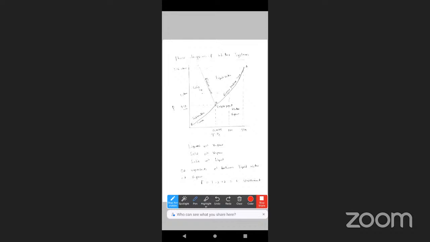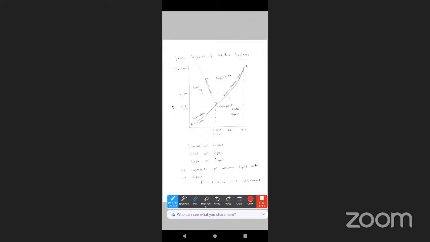Now, if you see the triple point of water, the temperature is 0.0075 degrees Celsius, and the pressure is 4.58 millimeters of mercury. At this pressure and temperature, the three phases coexist: solid, liquid, vapor coexist at this point. So that is called the triple point of water.